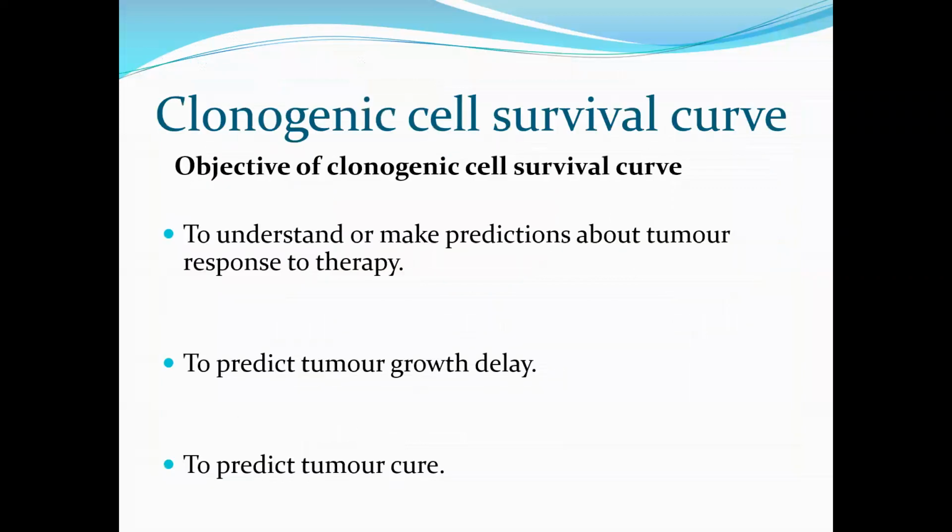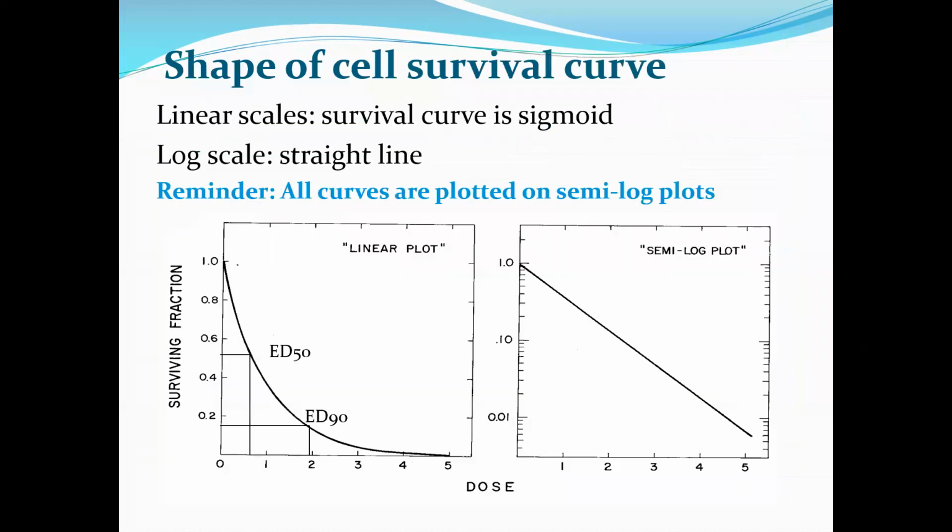So, the clonogenic cell survival curve is used to understand or make predictions about tumor response to therapy, to predict tumor growth delay, and to predict tumor cure. So now this is a linear plot and this is a semi-log plot.